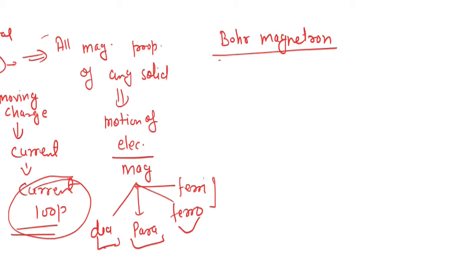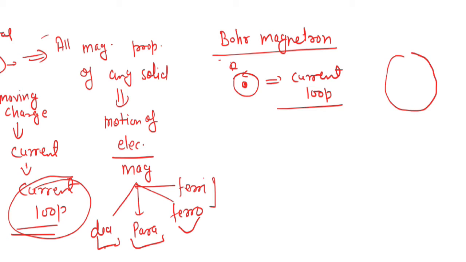Bohr magneton. So you see that an electron in any orbital motion is equal to a current loop. This is equal to a current loop, and let's say the electron is moving in a circular loop with radius r and with velocity v.